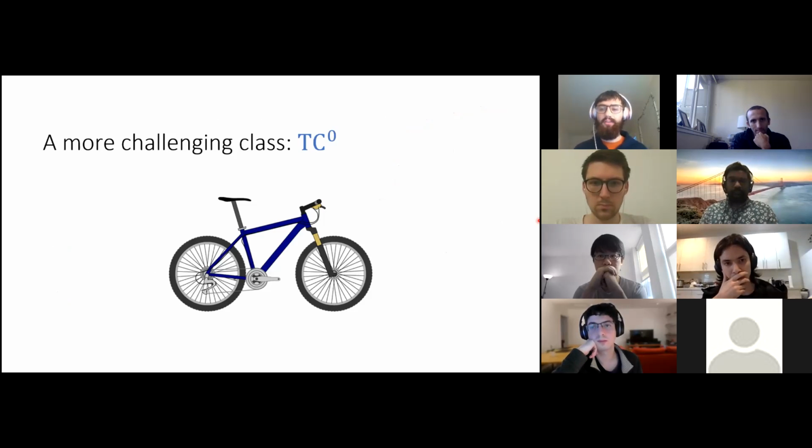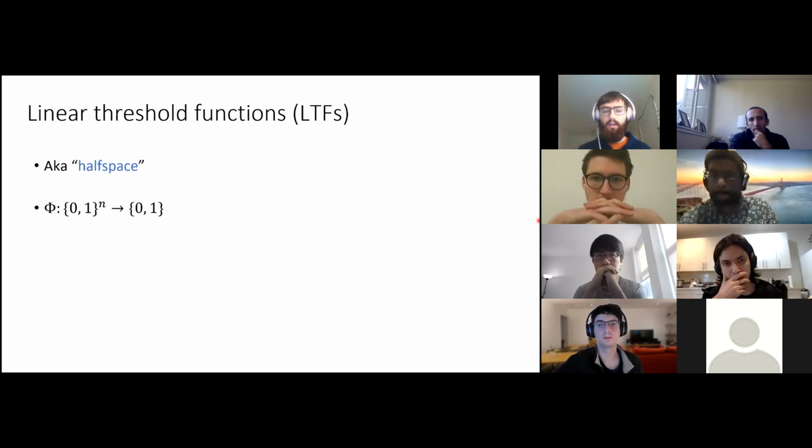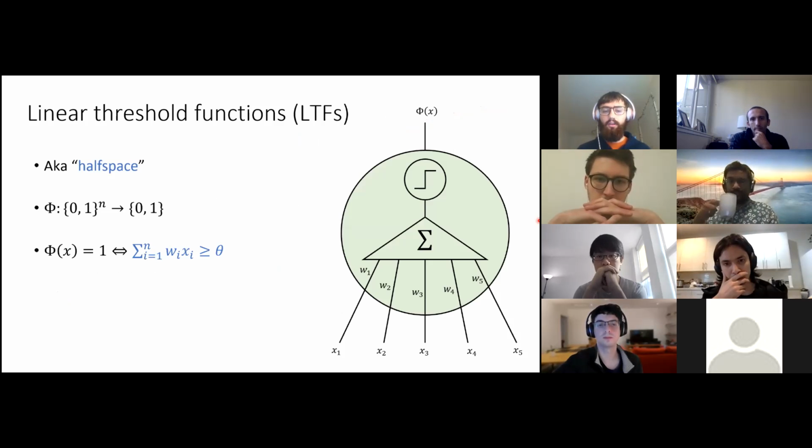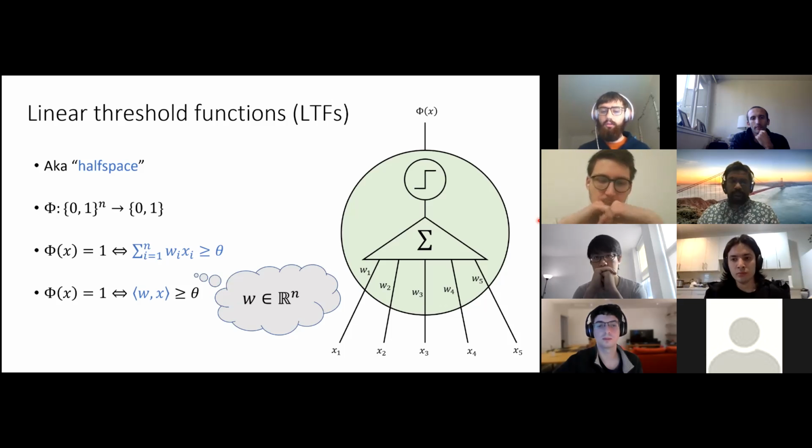So this talk is going to be about TC0, which stands for threshold circuits. So threshold circuits are based on linear threshold functions. An LTF is otherwise known as a half space. It's a Boolean function on n bits, and it takes a weighted sum of its inputs and compares it to some threshold theta. Or equivalently, it takes the inner product of its input x with some weight vector w and checks whether that's at least theta. And this weight vector w is just arbitrary real numbers.